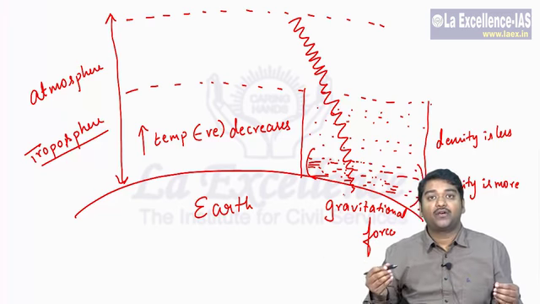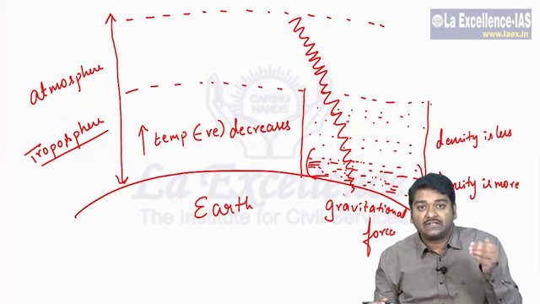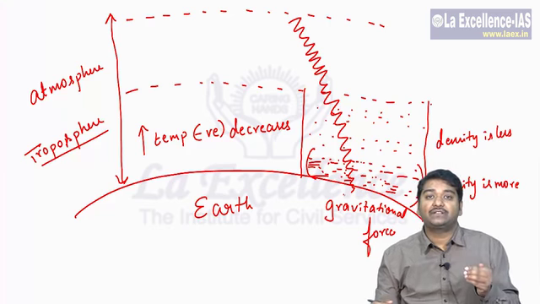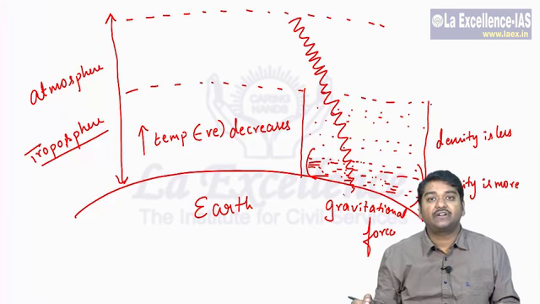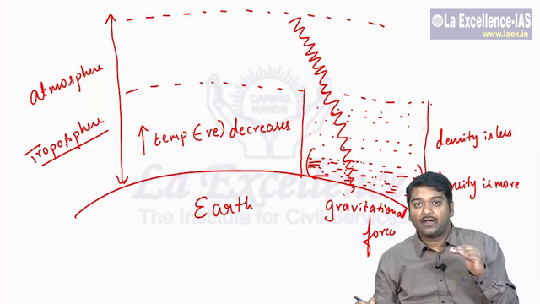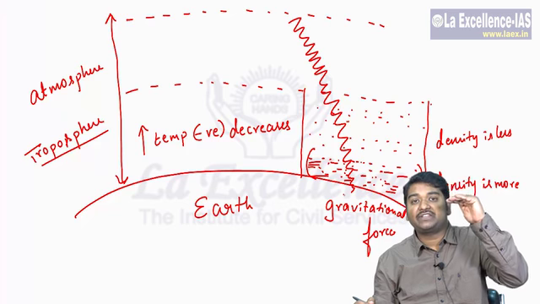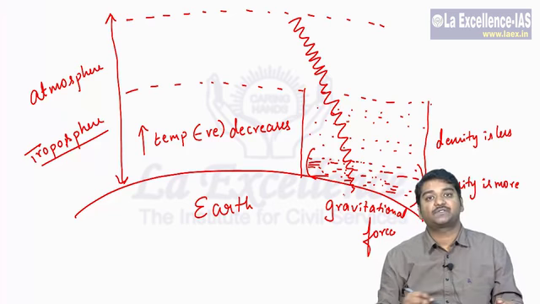This is what we call Earth's radiation, which also affects the temperature of the particles present in the atmosphere. So can you understand this? That is, in the troposphere, with increasing height, temperature decreases. The reason for this is these concepts.